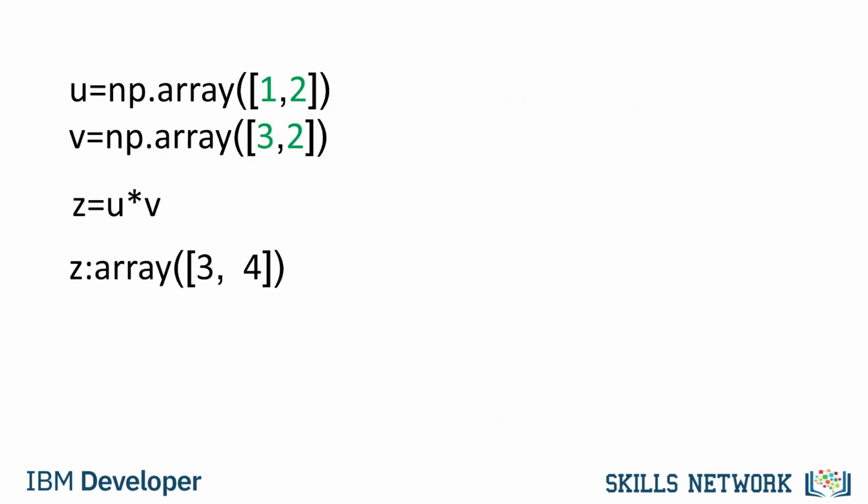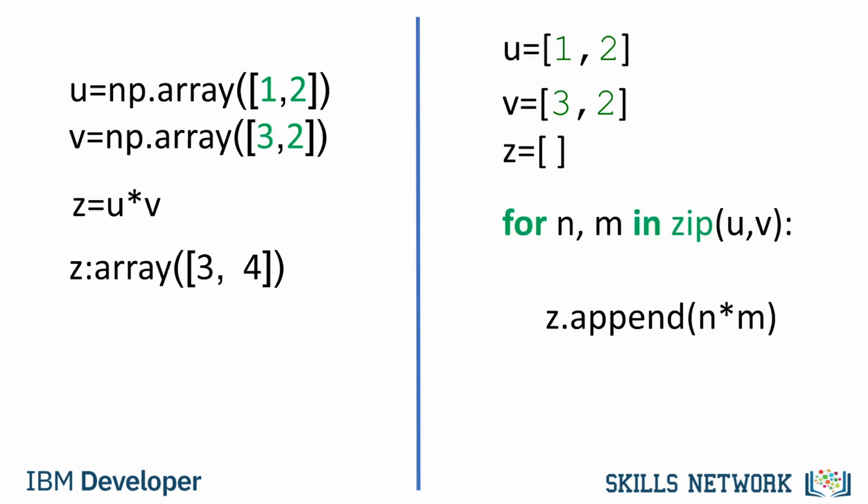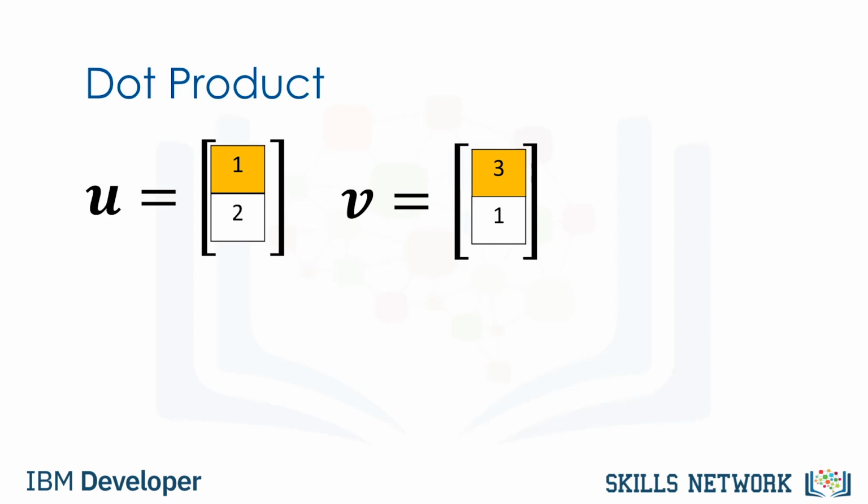We can also perform Hadamard product with 1 line of code in Numpy. It would require multiple lines to perform Hadamard product on 2 lists as shown on the right side of the screen. The dot product is another widely used operation in data science.